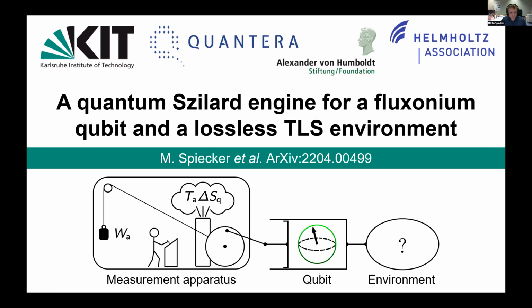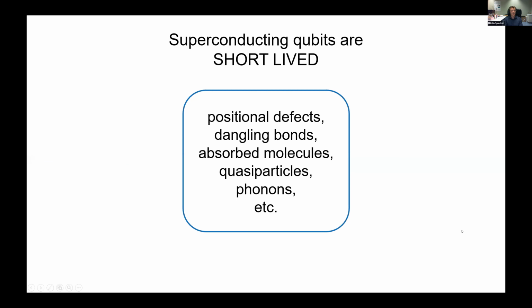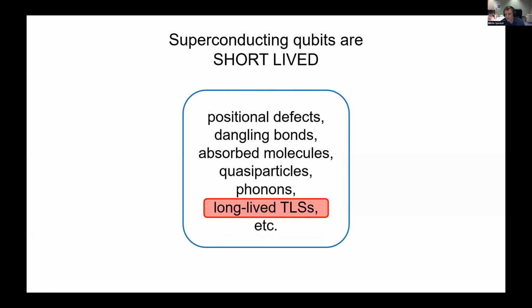So in the field of superconducting qubits, there's one thing we always get for free, which is decoherence. We have macroscopic quantum objects, solid state quantum objects, that are coupled to various loss mechanisms. For instance, positional defects, dangling bonds, absorbed molecules on the surface, quasi-particles in the superconductor, and phonons, and so on. And by the end of the talk, I hope I can convince you that we have to add one more item to this list: lossless or long-lived two-level systems.